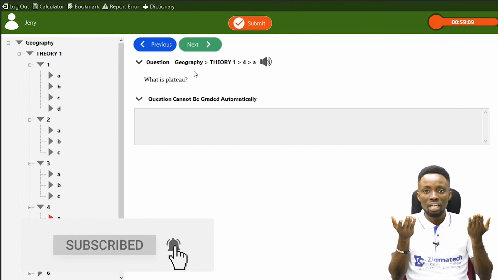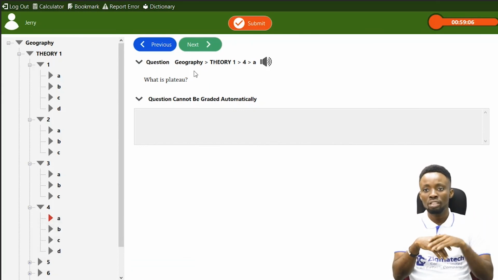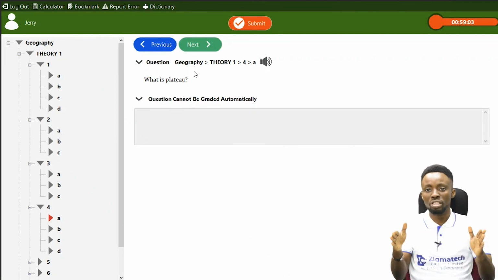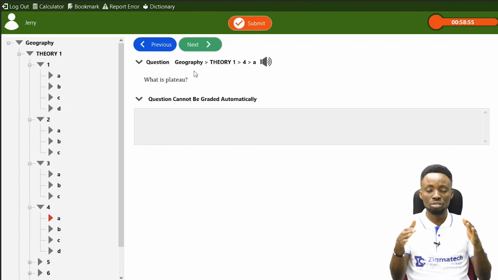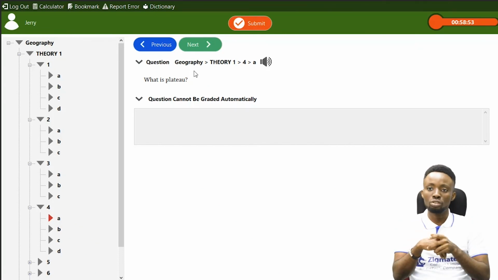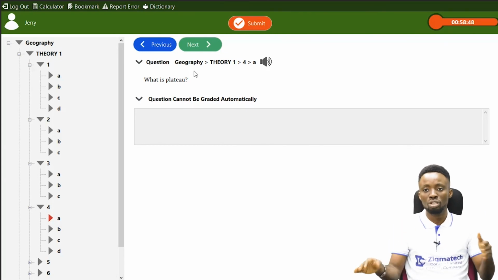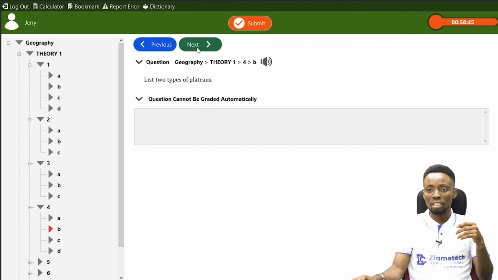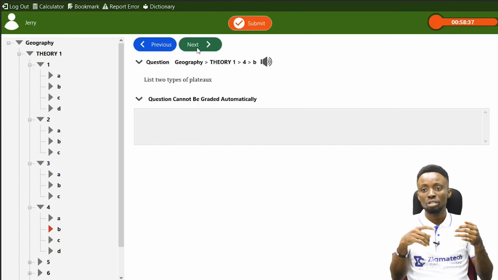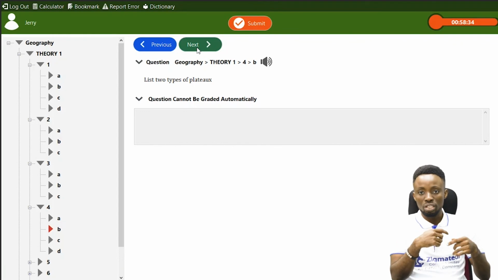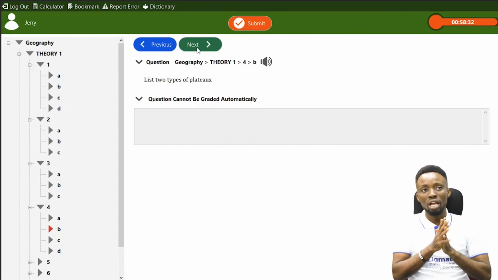Now, as we've seen, a plateau is an elevated upland with a fairly flat surface and the sides sloping to the surrounding lowlands. So a plateau is just a tableland with a flat top and steep sides that steeply slope to the surrounding lowlands. And the next question says, list 2 types of plateau. We have the volcanic plateau, we have the dissected plateau, we have the tectonic plateau, and the rest. So these are some examples of plateaus we have.